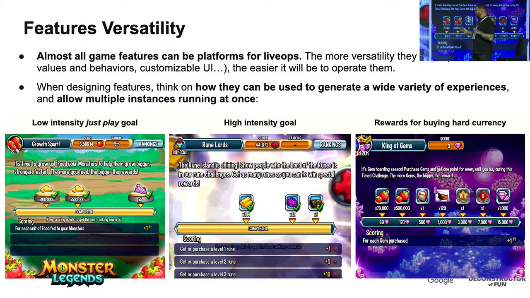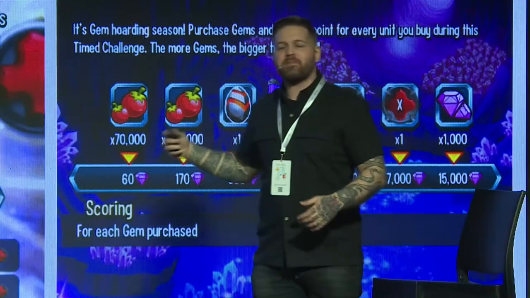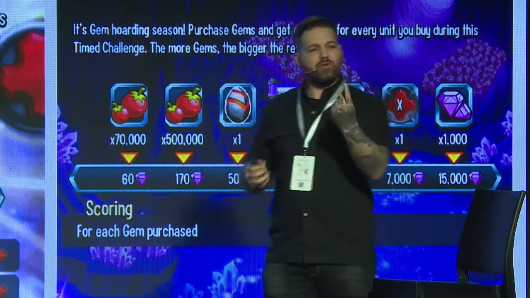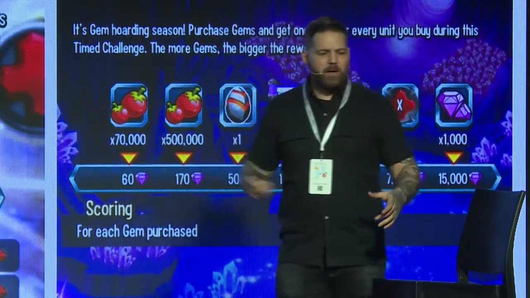One example here is from Monster Legends, which is a game that I worked on. They have this feature which essentially is a system that collects points and gives rewards when the player reaches specific milestones. And with that feature, just tweaking the rewards and the conditions that generate the points, they are able to generate very different features. They can generate a low intensity goal around just playing, because every time you feed your monsters, you get points. But they can also create high intensity goals, or even a feature that gives additional rewards for spending hard currency. So it's one feature, but very different experiences that they can generate with it.